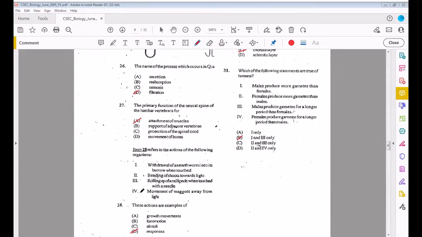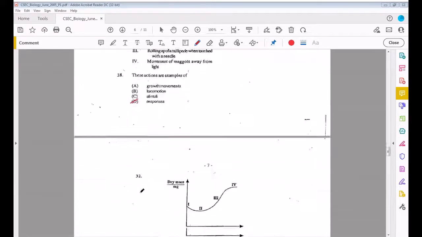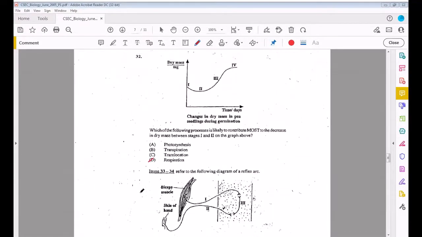31. Which of the following statements are true of humans? The answer would be B, 1 and 3, which is males produce more gametes than females, and 3, males produce gametes for a longer period of time than females. 32.